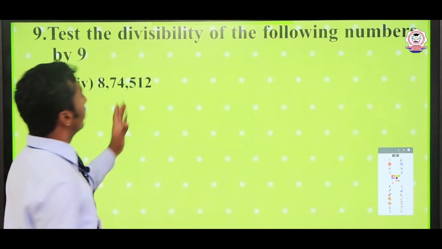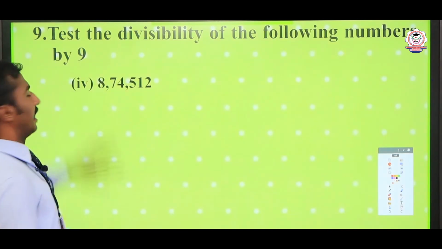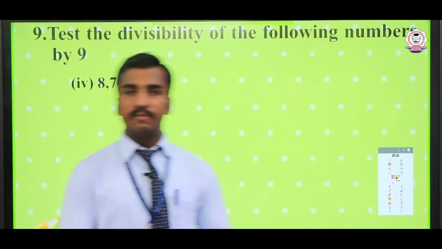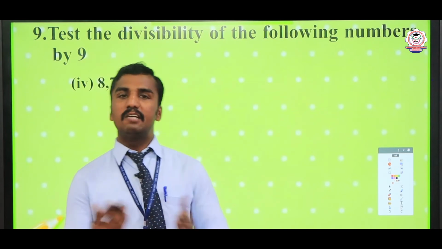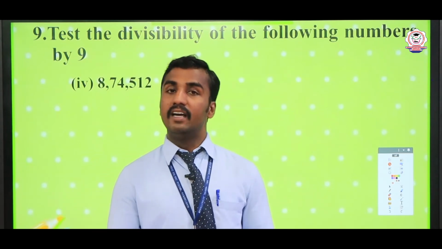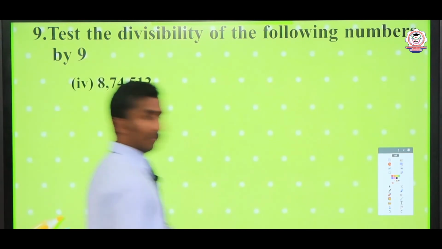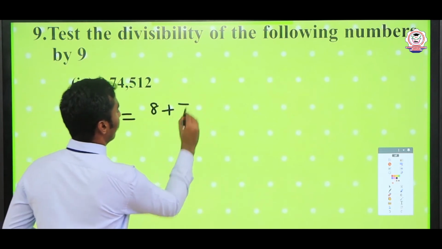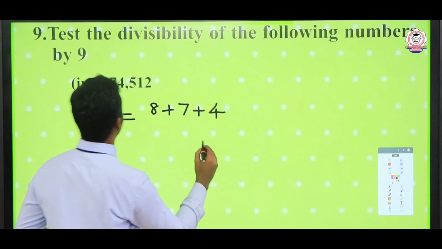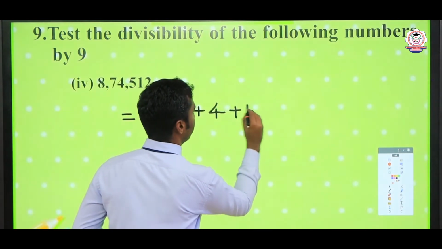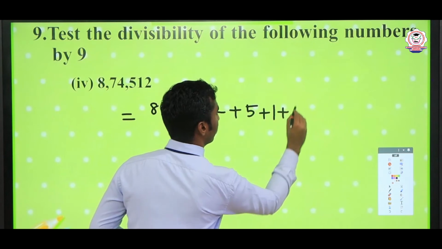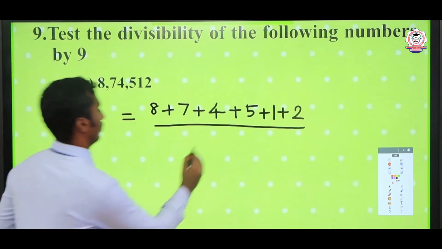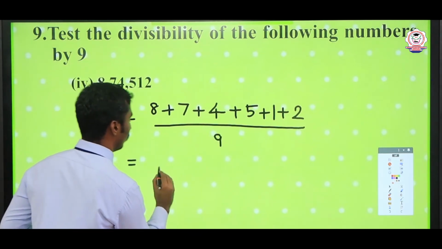So next one, test the divisibility of the following numbers by 9. 9th class, exercise 3.3. So divisible by 9. What is the divisible by 9 condition? The sum of the digits. If the sum of the digits is divisible by 9, then the whole number is exactly divisible by 9. So the sum of the digits equals 8 plus 7 plus 4 plus 5 plus 1 plus 2, divided by 9.